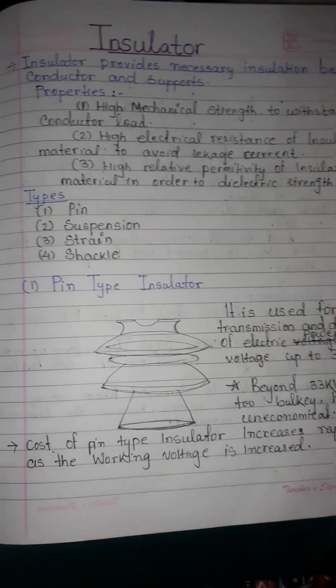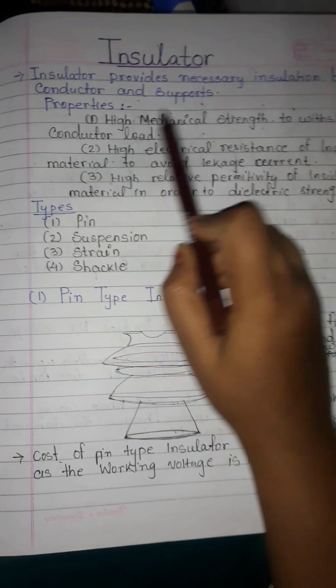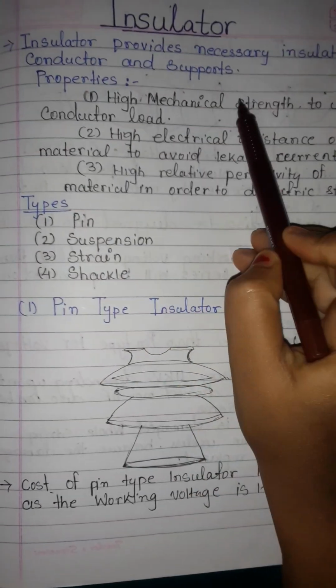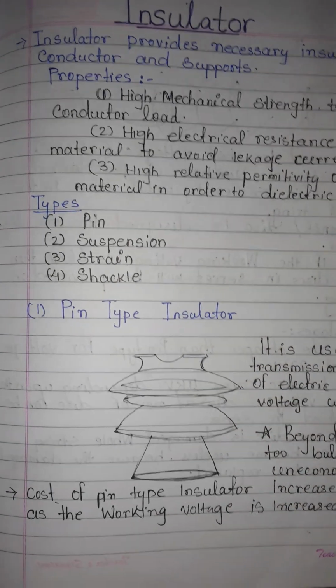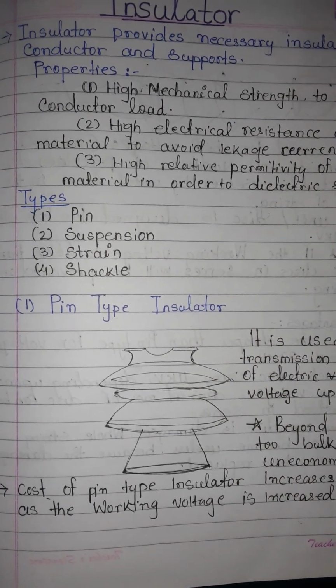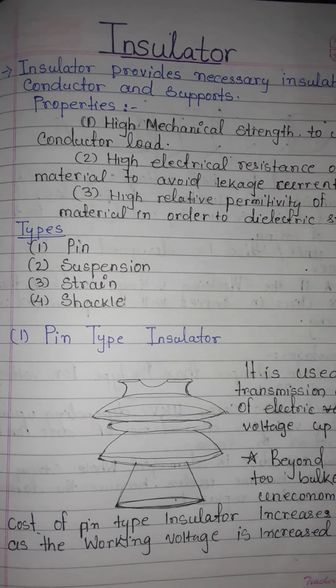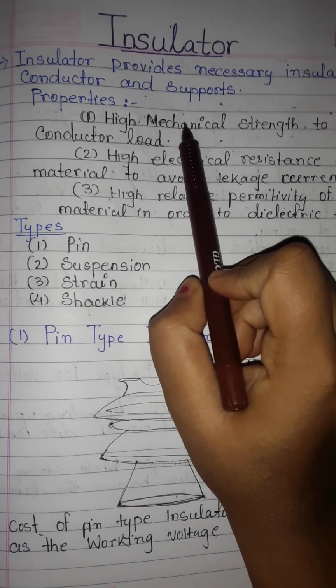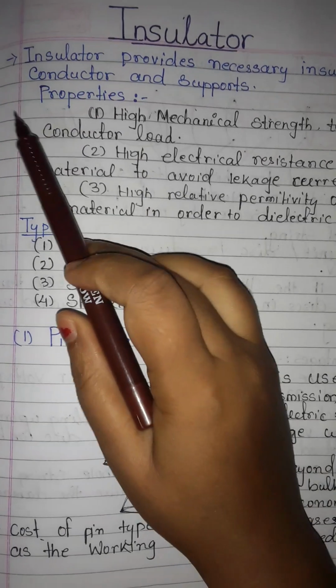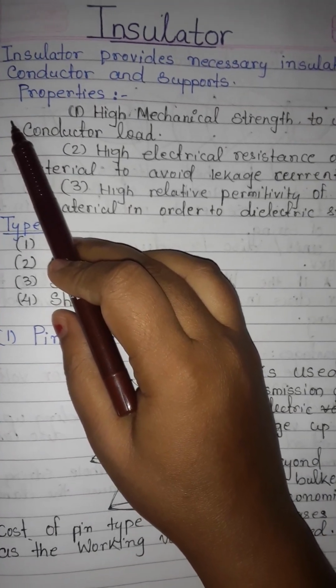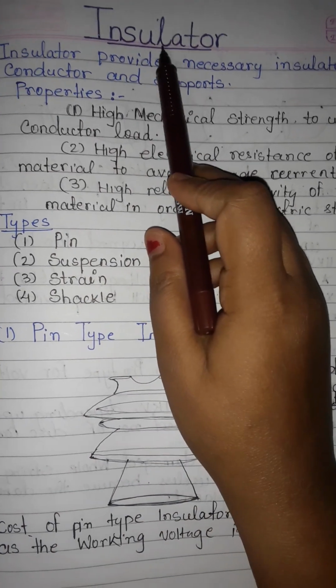Today I will explain about the insulator. An insulator provides necessary insulation between the conductor and supports. The support can be a wooden pole, steel pole, or an iron pole. The support has some conducting property and even the conductor has. So to stop the flow of leakage current from the conductor, we use the insulator.